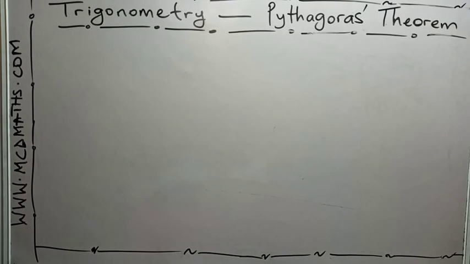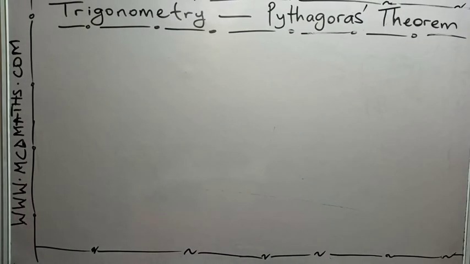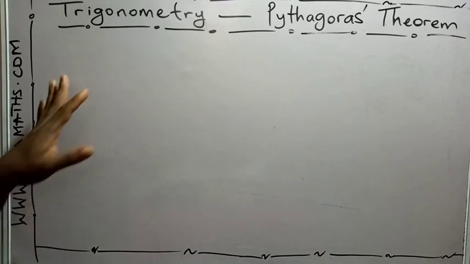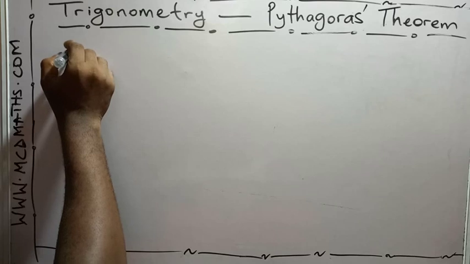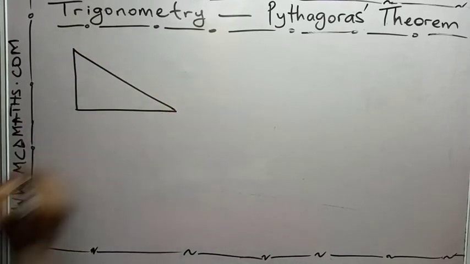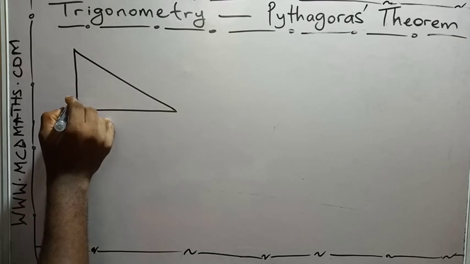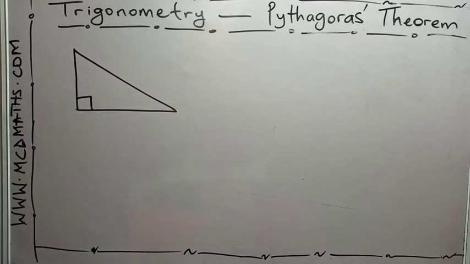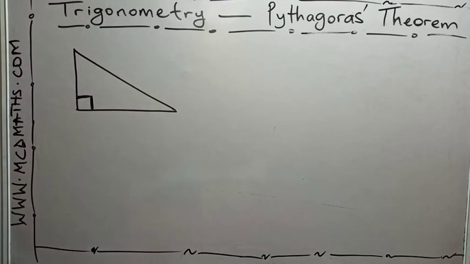We'll be talking about trigonometry, and under it we'll be talking about the Pythagoras theorem. For us to understand that, we have to first understand the triangle property. Pythagoras theorem applies to a right-angled triangle. A right-angled triangle is one that has one of its angles equal to 90 degrees, and this sign is what you use to represent 90. When you see that, you always know that we're talking about 90 degrees.